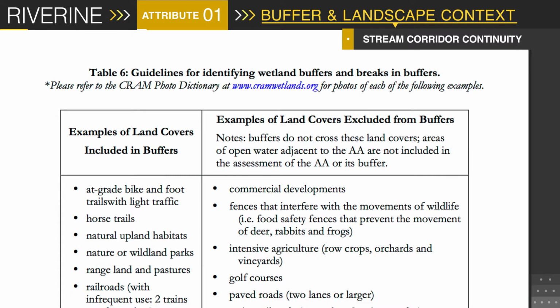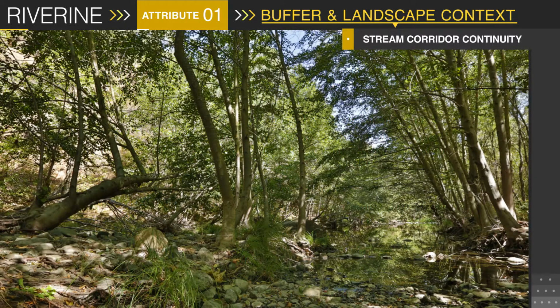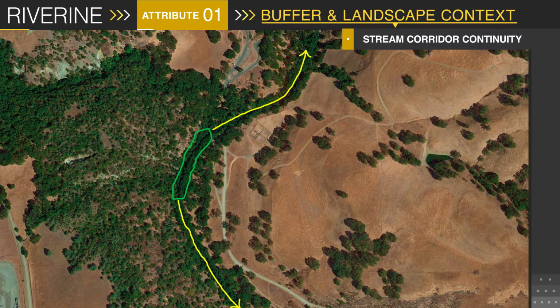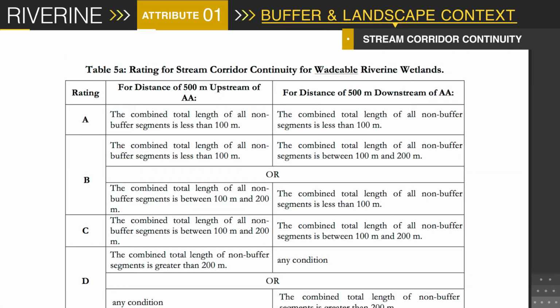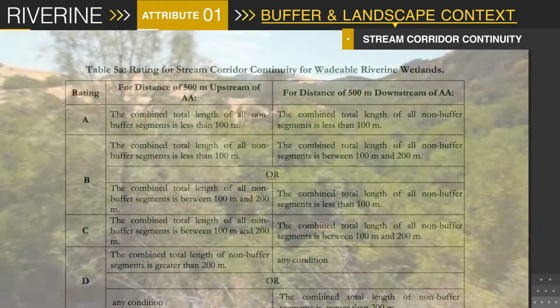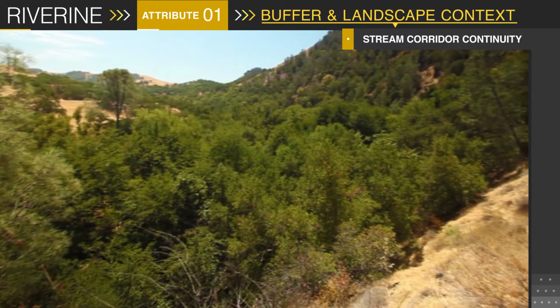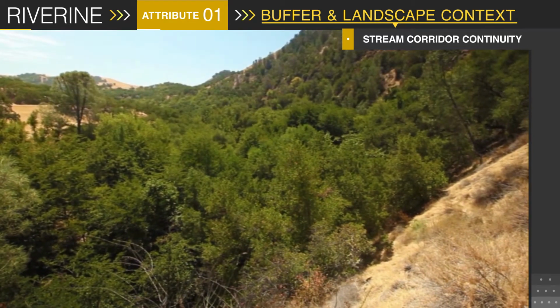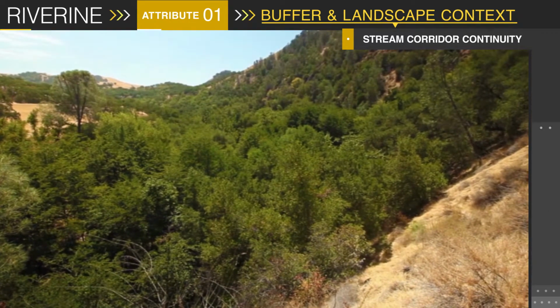Identify all places where non-buffer land cover types are at least 10 meters wide and interrupt the riparian area within an average width of your AA, on one side or the other side of your channel. Add up all of your breaks in continuity upstream and downstream and look to the rating table in your manual. For this particular site, there were no breaks in riparian continuity 500 meters upstream and downstream of our assessment area.